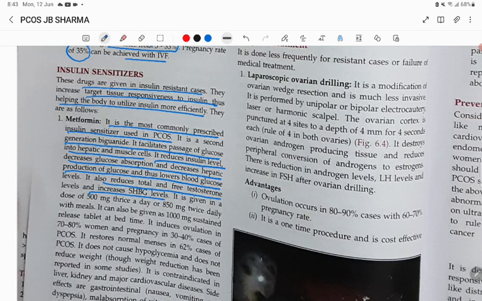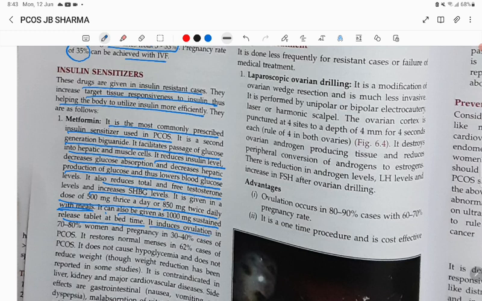It is given in a dose of 500 mg thrice a day or 850 mg twice daily with the meals. It can also be given as a 1000 mg sustained release tablet at bedtime. You can go for 500 TDS, or you can go for 850 mg BD, or you can give a sustained release tablet 1000 mg at bedtime.